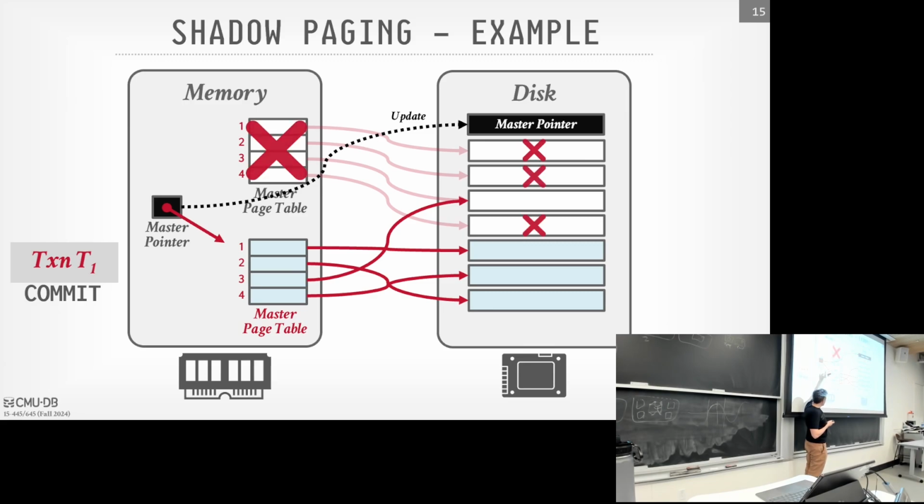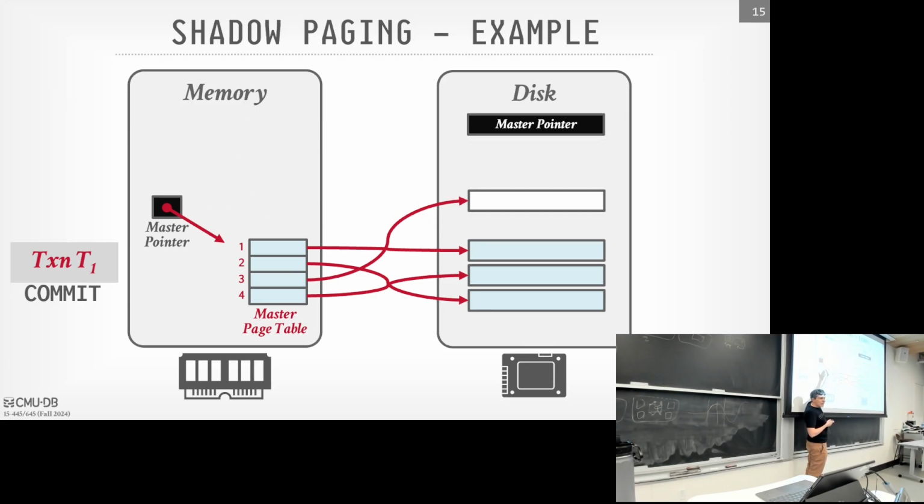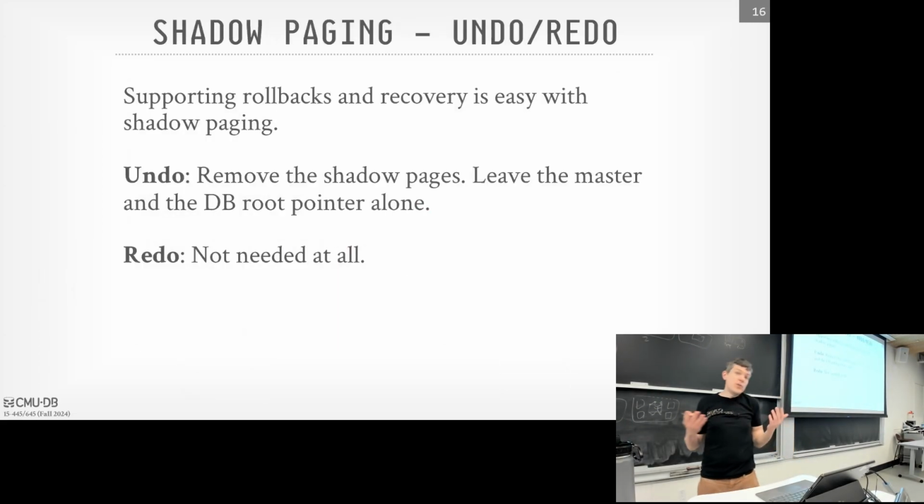And so when I crash and come back, I ignore anything that's in the shadow page table, and the master page table always has the latest version of the database system, or of all the committed records. So undoing this is easy, because you just blow away the shadow pages and leave the master and the database root alone. And then there's no redo needed at all, because when you come back, everything's going to be there.